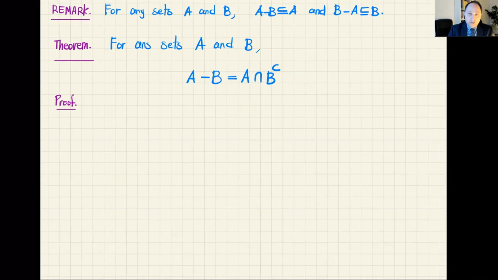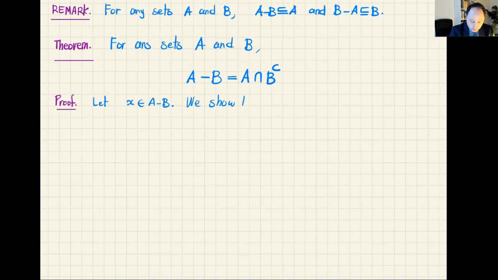Okay, so what is the standard way of showing two sets are equal? I have a set on the left-hand side. I have a set on the right-hand side. I want to show that these two sets are equal. So I need to take a typical element from the left-hand side and show that this is in the right-hand side and the other way around. So I would say that let X belong to A minus B. We show that X belongs to the right-hand side and the other way around.